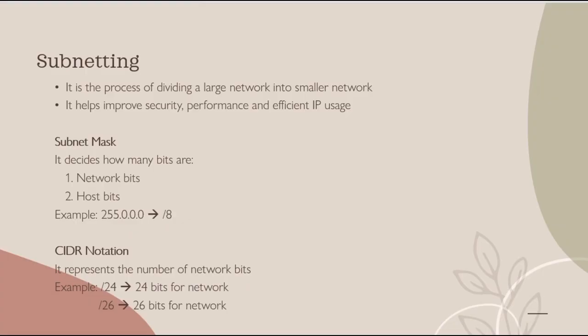And the next one is CIDR notation. What does CIDR notation mean? It is classless inter-domain routing, which means by using this, we write the IP address along with the network bits. So by using this, we are able to identify how many bits are allocated to the network. Here /24 indicates that 24 bits are allocated for the network. So it is also similar to the subnet mask.